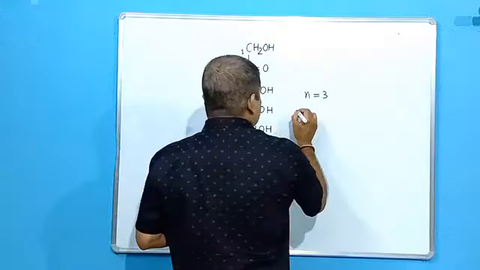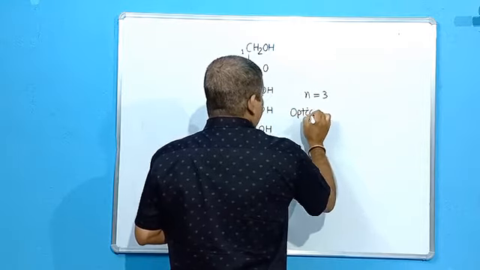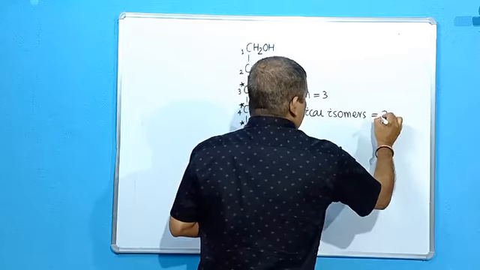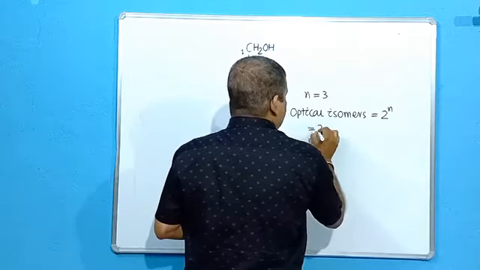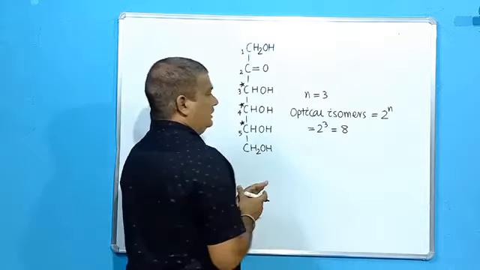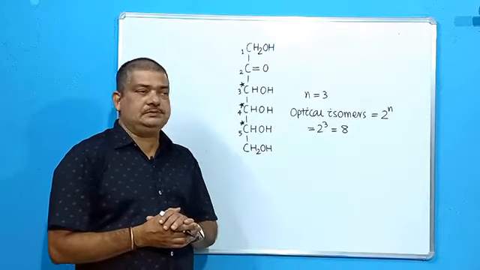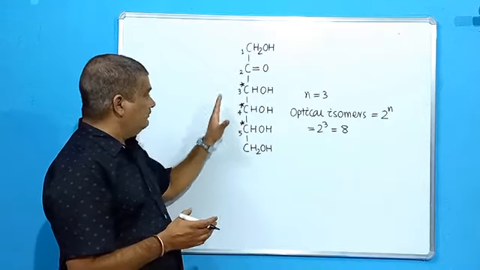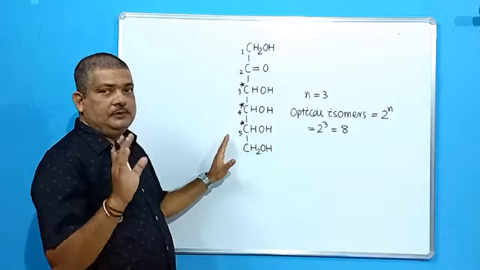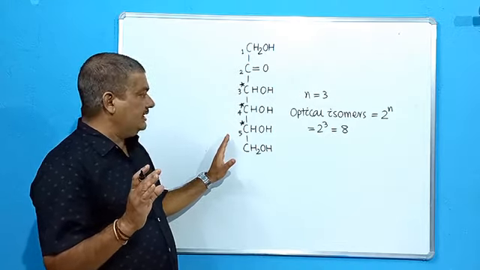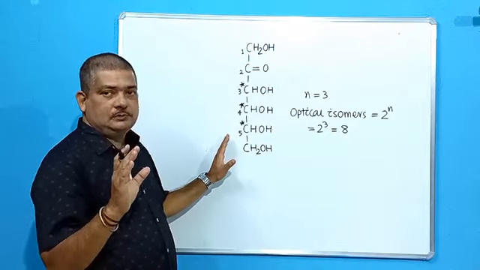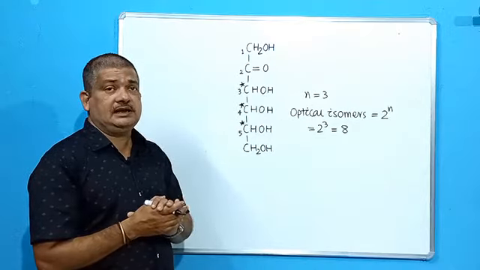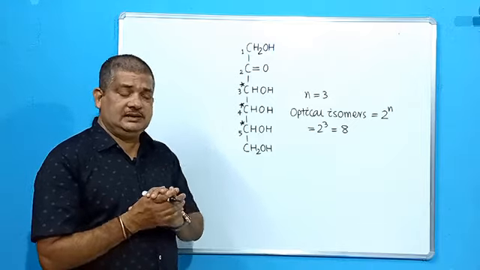So number of optical isomers possible in case of fructose, I have told you, will be 2 to the power N, that means 2 to the power 3, that is 8. So unlike glucose, fructose gives you 8 optically active isomers, because with respect to carbon number 3, 4, 5, the orientation of hydroxyl group is possible, and it gives rise to 8 different isomers which are optically active. Okay, so number of asymmetric carbons or chiral carbons in fructose will be 3. That is the first point.